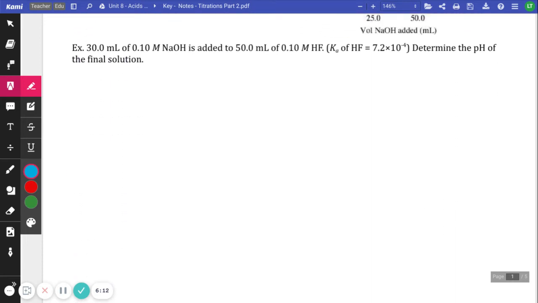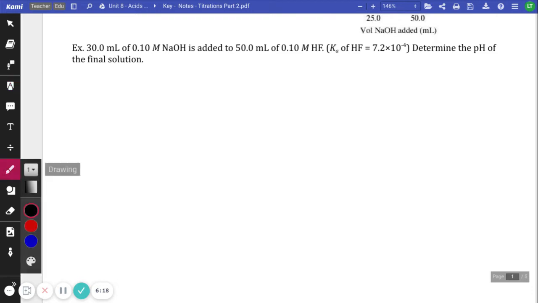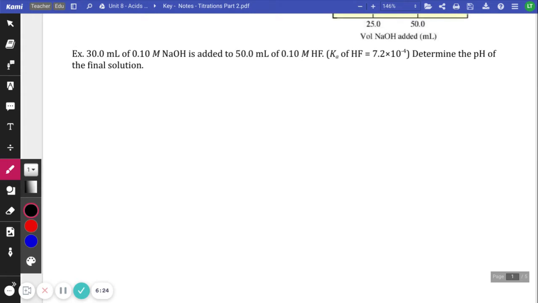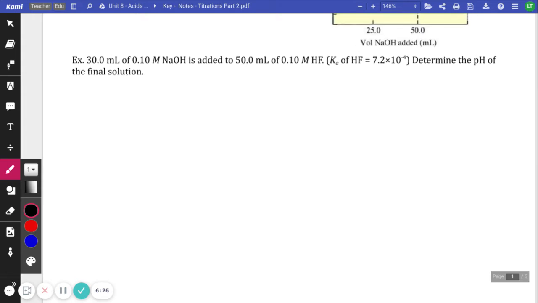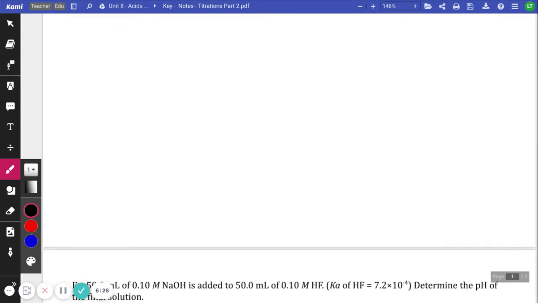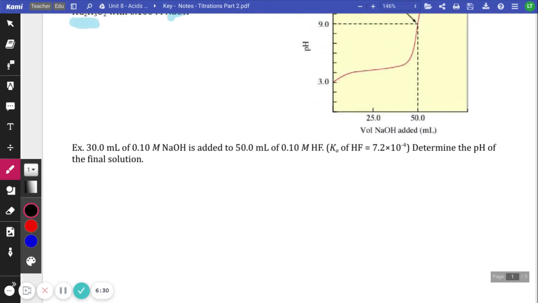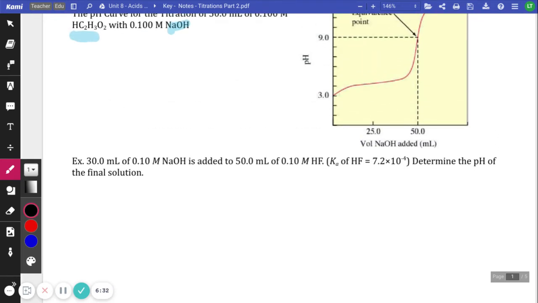So first off, it says 30 milliliters of 0.1 molar NaOH is added to 50 milliliters of 0.1 HF. The Ka of HF is 7.2 times 10 to the negative fourth. Determine the pH of the final solution. I did give you guys plenty of room to work, but I'm going to come up here. The first thing we need when we're solving titration problems is our net ionic equation.